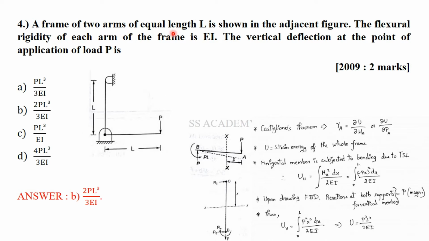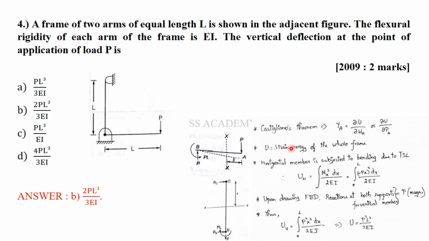A frame of two arms of equal length L is shown in the adjacent figure. The flexural rigidity of each arm of the frame is EI. Flexural rigidity is always given as EI. E refers to Young's modulus and I refers to the moment of inertia. The vertical deflection at the point of application of load P is, they have asked vertical deflection at this point. It is a 2009 GATE 2-mark question.